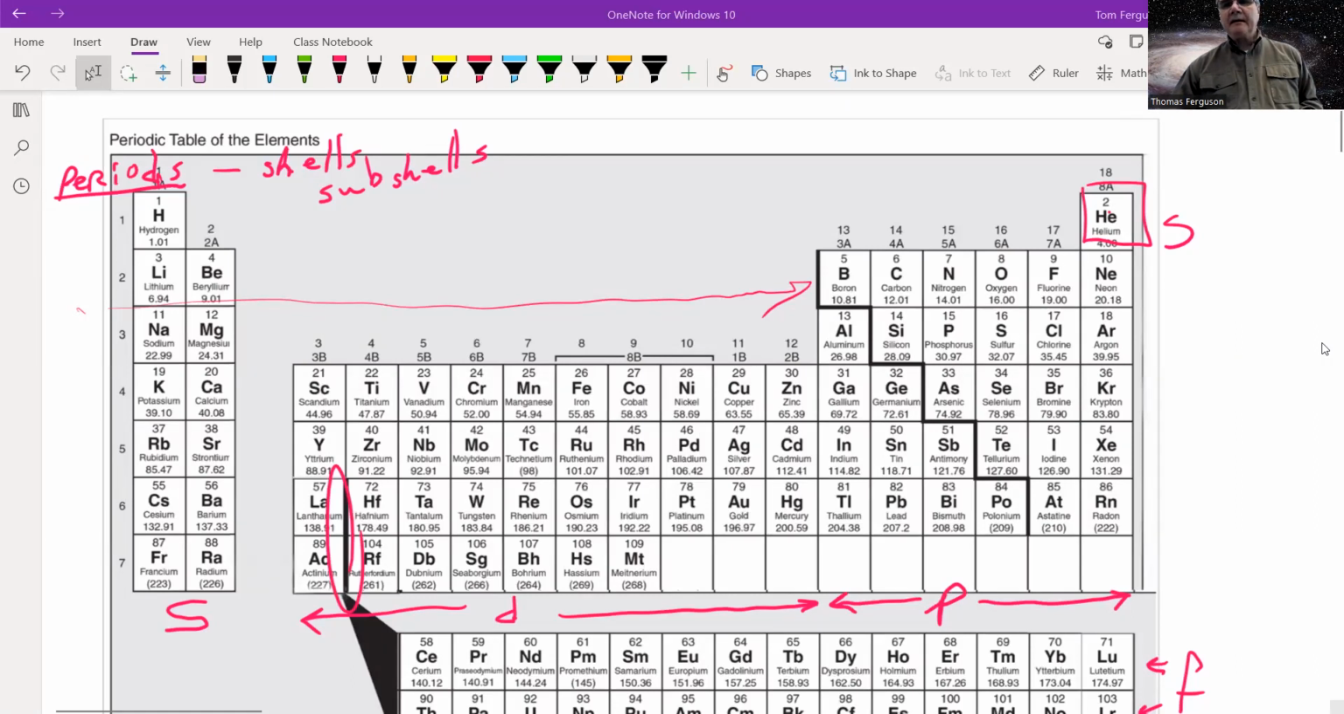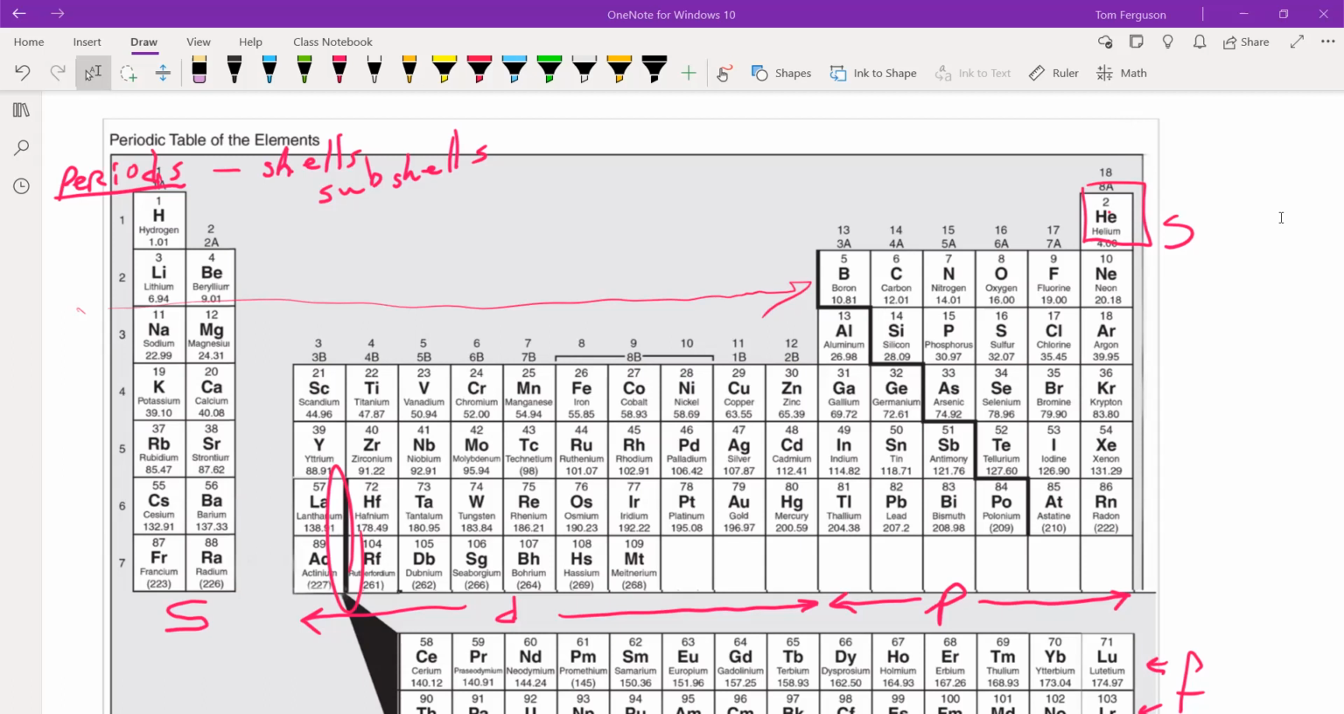Okay, so what I'm going to do is continue this development of the periodic table. There's a lot more details to this that we haven't talked about yet.